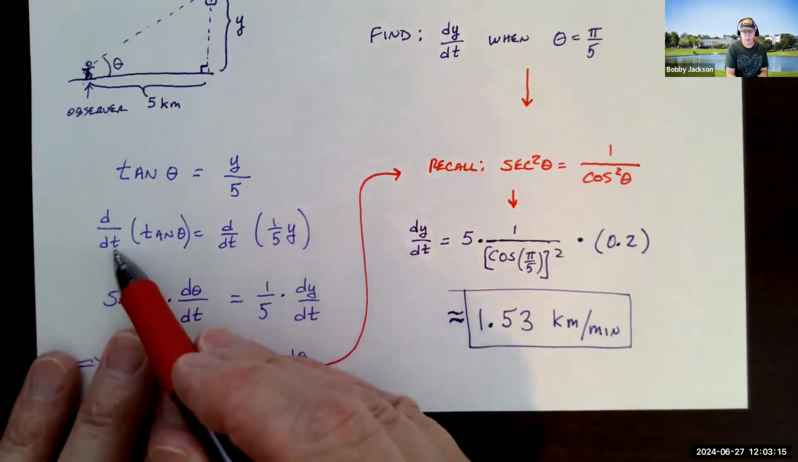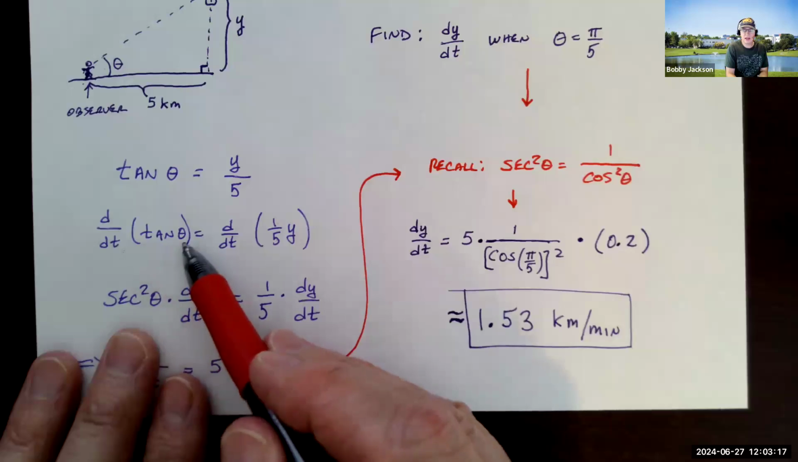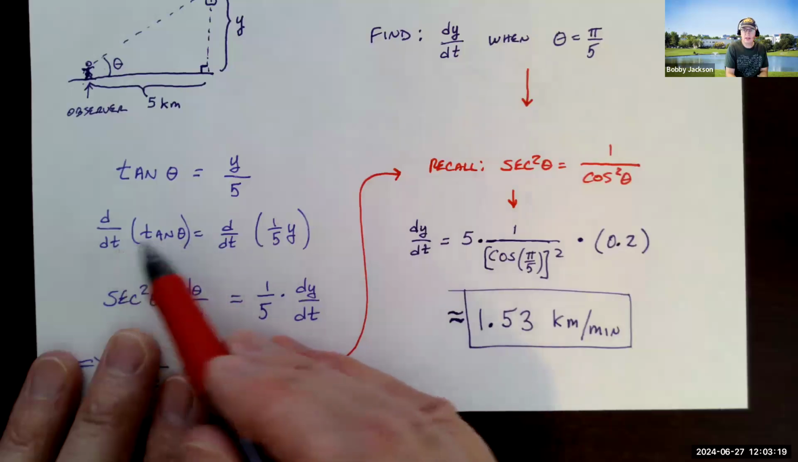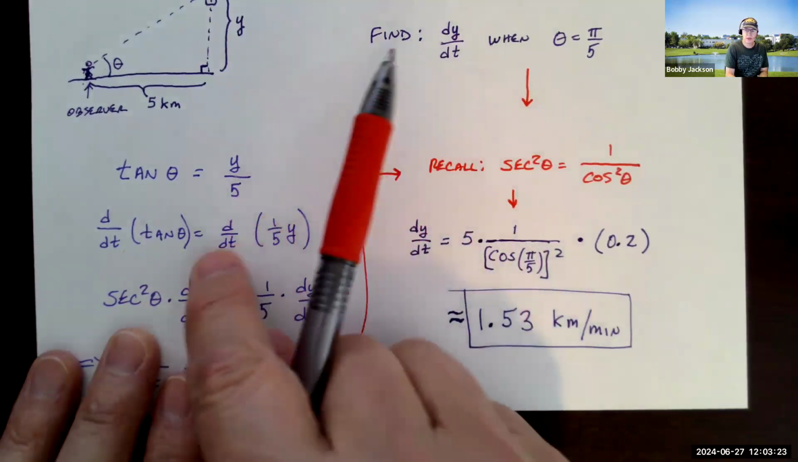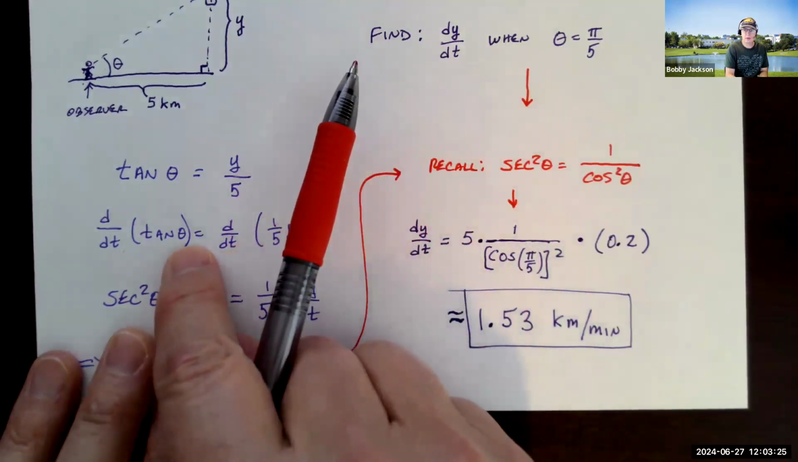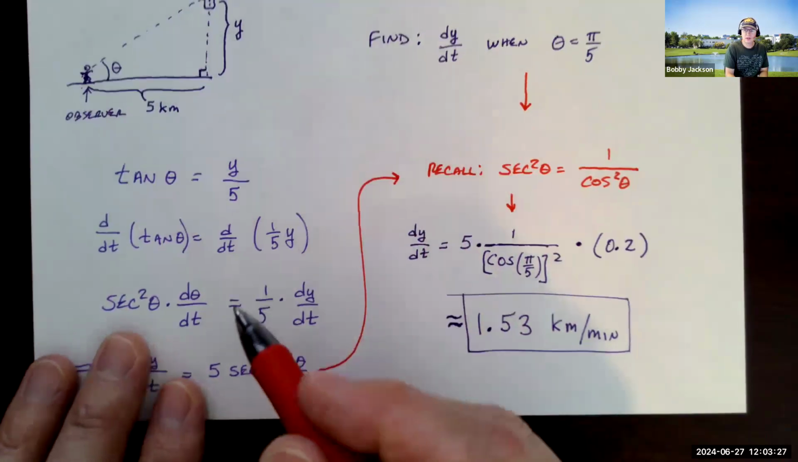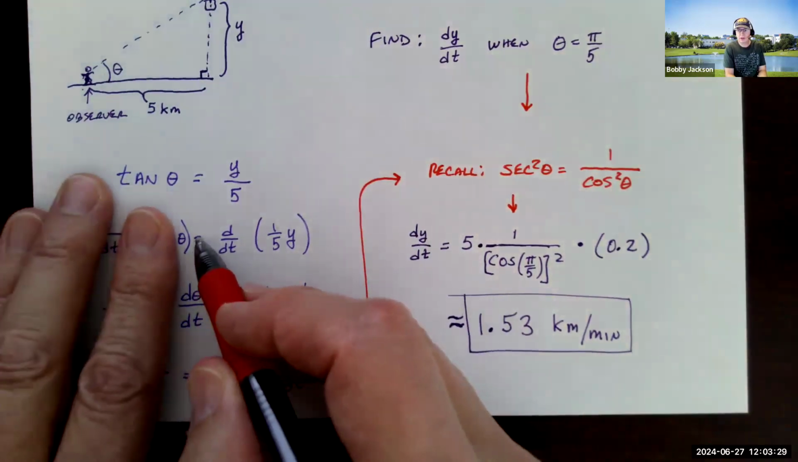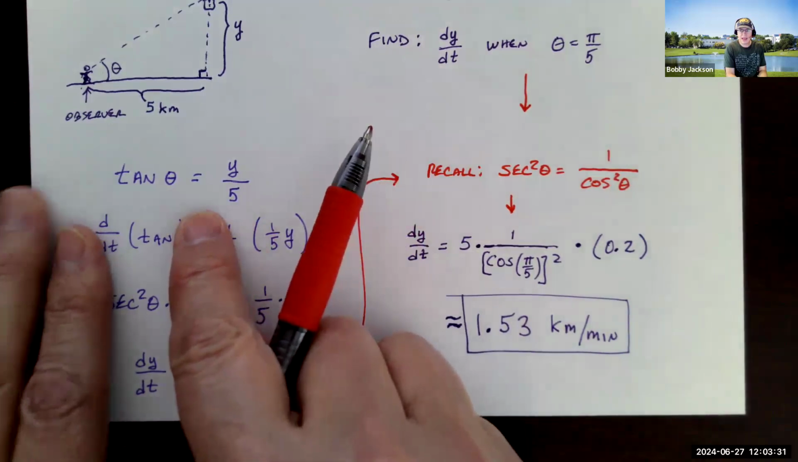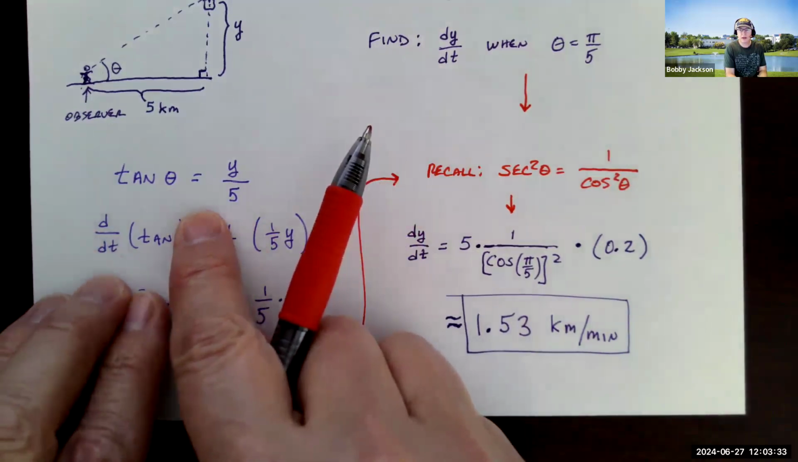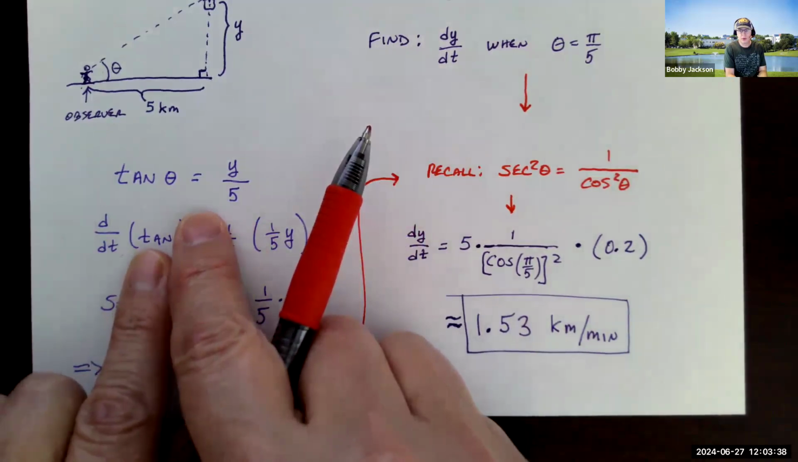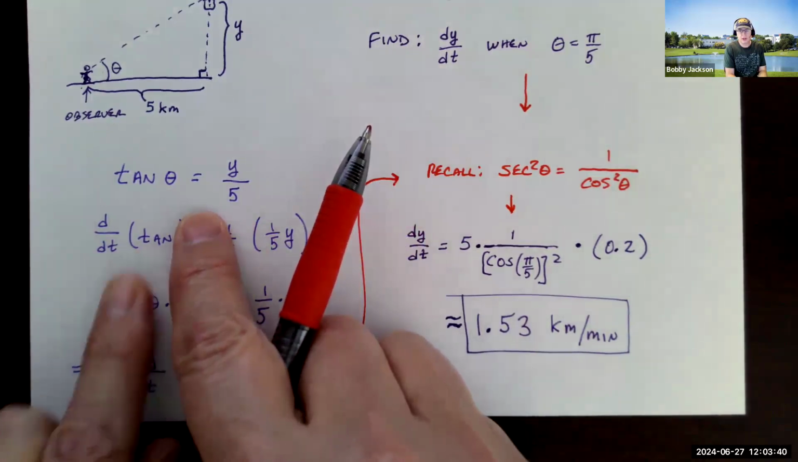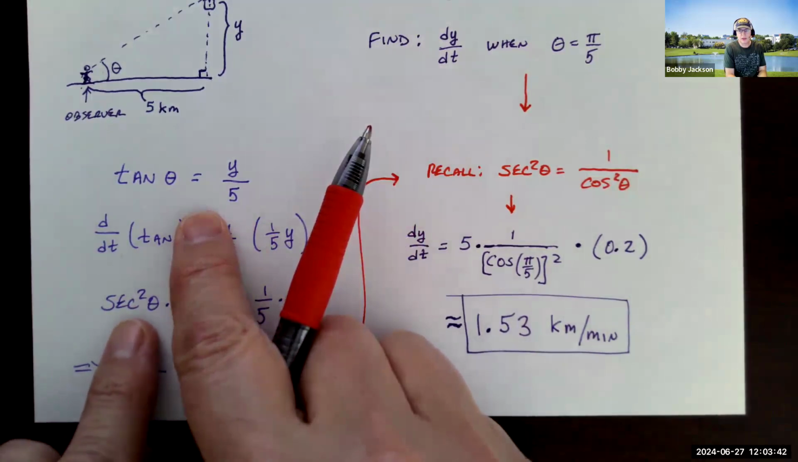I'm taking the derivative with respect to t of tangent of theta. Notice it's with respect to t, and so I've got to use the chain rule, right? Because theta is a function of time. Theta is changing with time. And so the inner function is theta, the outer function is tangent. Chain rule says we take the derivative of the outer function, and you need to know what the derivative of tangent is. Derivative of tangent theta is what? Secant squared theta, right? There's the derivative of the outer function.